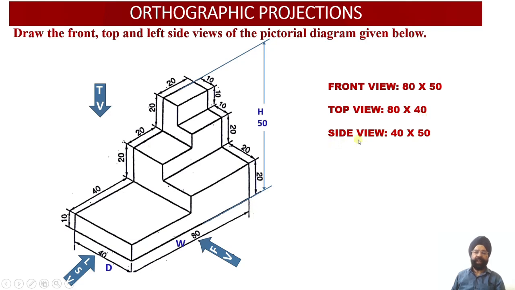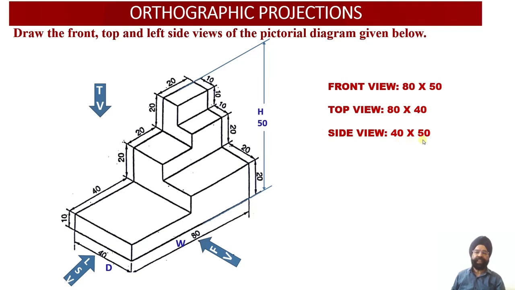Then evaluating the side view dimensions. In the side view, we are going to observe the depth of the solid and the height of the solid. The depth of the solid is 40 millimeter and the height of the solid is 50 millimeter. So the dimensions of the side view of the solid will be 40 millimeter by 50 millimeter.